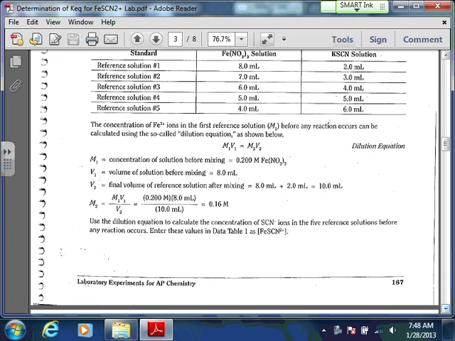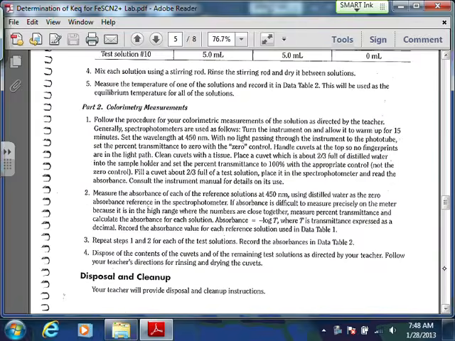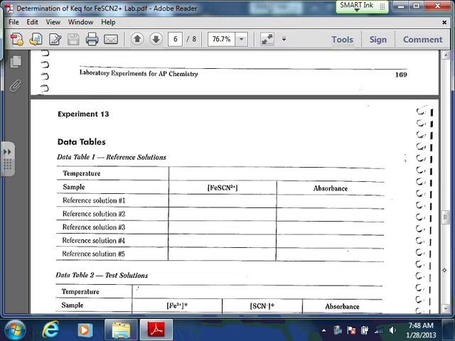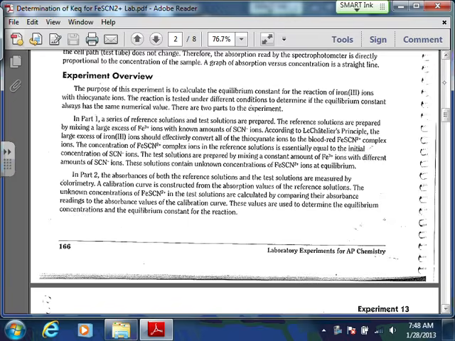Okay, so let me just show you the data table. You're going to put number 4 in. Skip it right now. There we go. Okay, so number 4 on the Prelab, you're going to put right here where it says FeSCN2+, data table 1, for the reference solutions.